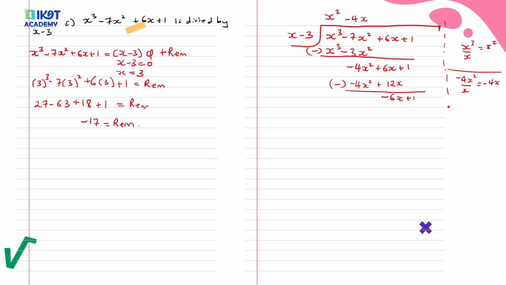I carry this. So when I say negative 6x divided by x, what do I get? Negative 6. So here I have negative 6. So I multiply through by negative 6. So you get negative 6x plus 18. Subtract. This goes. So what is our answer? Negative 17. So our remainder is negative 17.